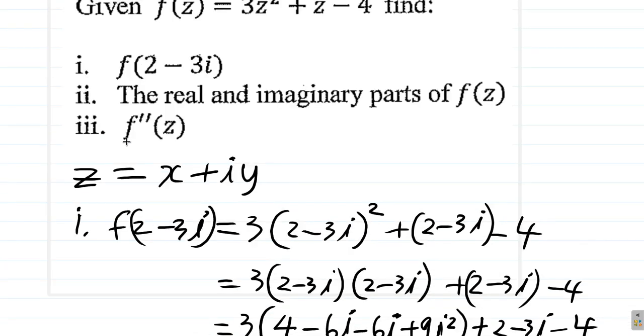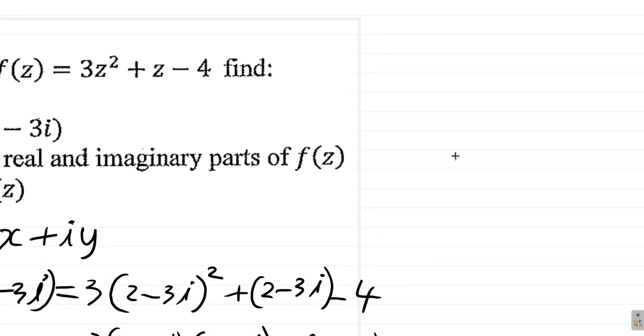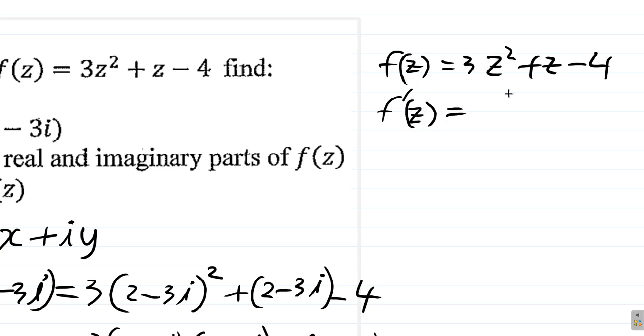Alright. f''(z). Now, you want to find out what is f''(z). Let's work it out over here. We have f(z) is equal to 3z² + z − 4. Now f'(z), the first derivative, will be 6z + 1. And differentiate this again to get the second derivative, f''(z) is equal to 6. That's what I got. 6 there.